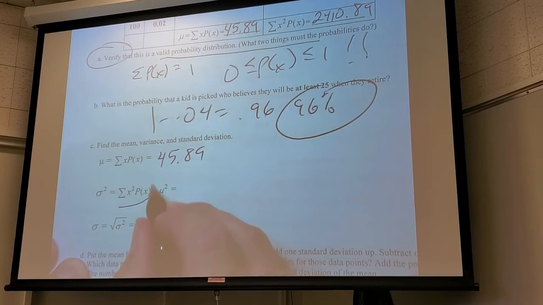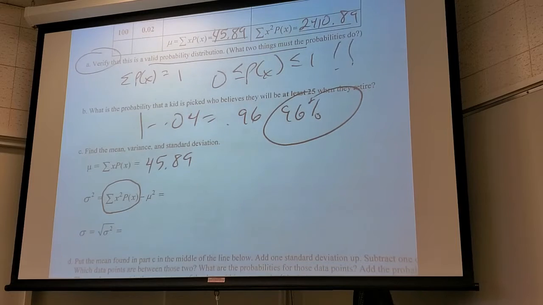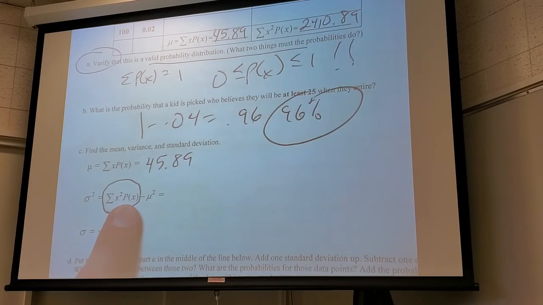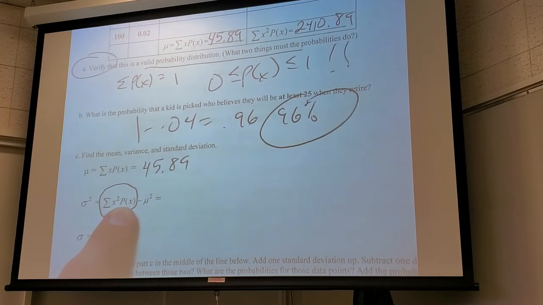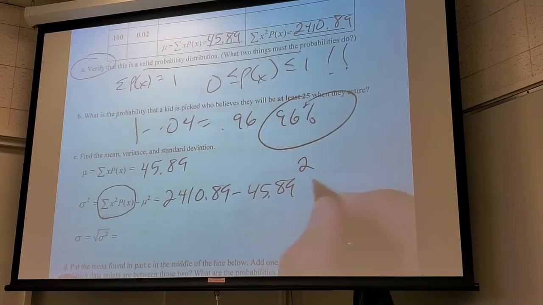What goes here to figure out the variance? What goes there? What number goes there? L4. The total of L4. Yeah, what is it? 2410.89 minus the mean squared. And then whatever that is.